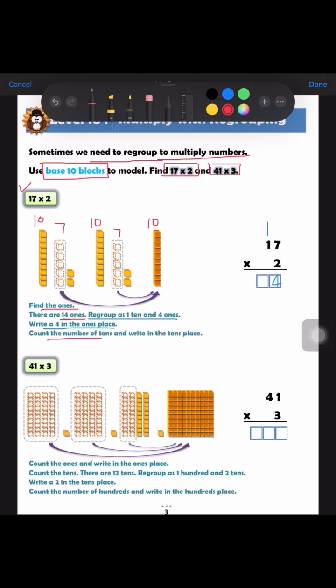And then we count the number of tens and write in the tens place. So now there are 3 tens because there is a regrouped 1 ten. So the answer is 34.